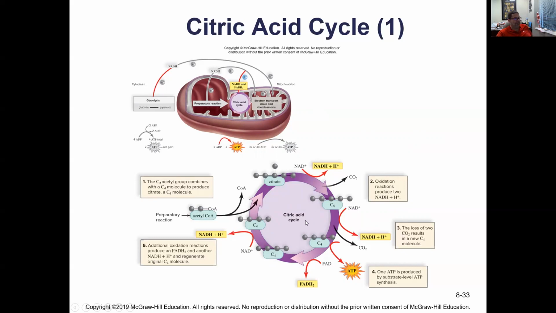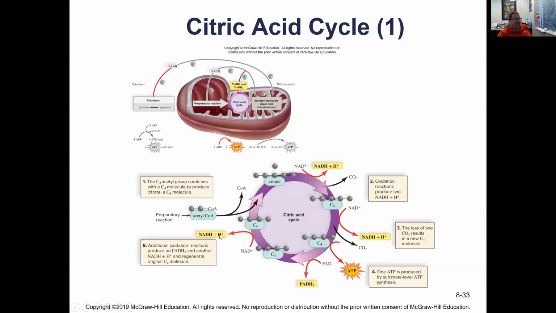Okay, but anyway, now look at the punchline. So it's not important that you know those intermediates because we didn't tell you to know them anyway. But it's 1, 2, 3, 4, and then it reboots itself. Okay, but citrate being the first one made, hence citric acid cycle. Okay, now check it out. We made 3 NADHs, 1 ATP by substrate level phosphorylation, and 1 FADH2.